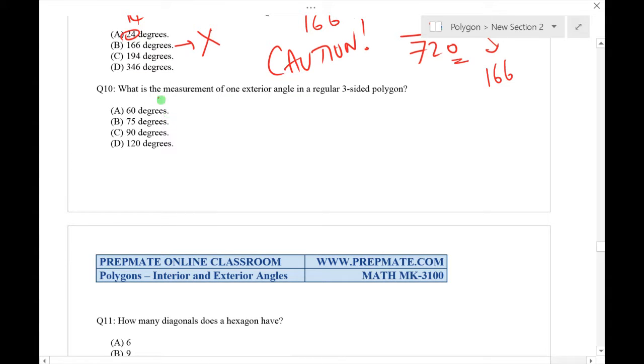What is the measurement of one exterior angle in a regular, one more time, regular three-sided polygon, as we have been learning, is an equilateral triangle. So we know that all the interior angles each one of them should measure 60 degrees. And so the exterior should measure what? 120 degrees. So the correct answer is this.